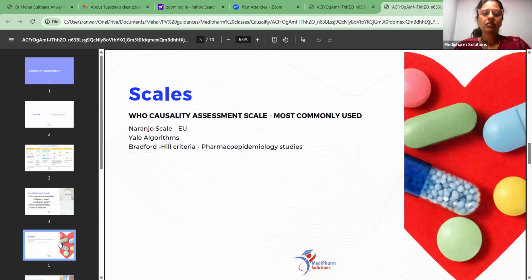There are also other scales of causality assessment. The first one is WHO causality assessment, which is most commonly used. The other scales are the Naranjo scale, then the Ailes algorithm, and the Bradford Hill criteria, which is for pharmacoepidemiology studies. You might be asked sometimes about the scale in the interview, so just know the names of these scales which are used for causality assessment.